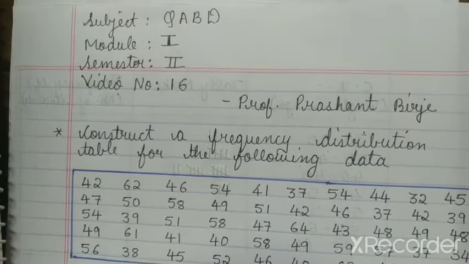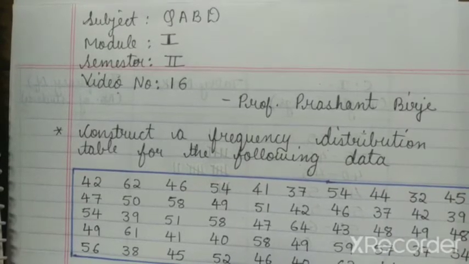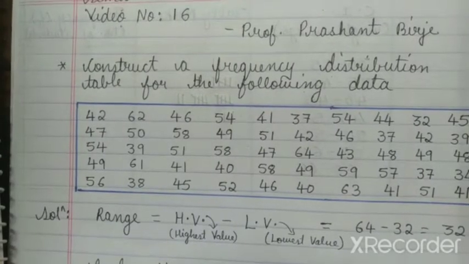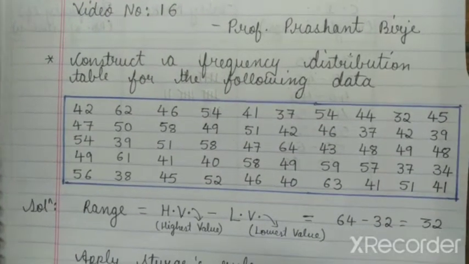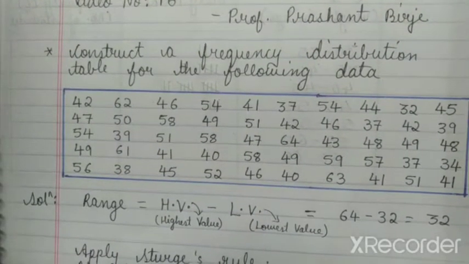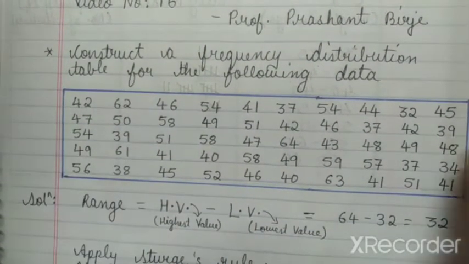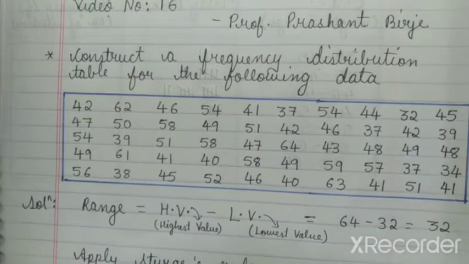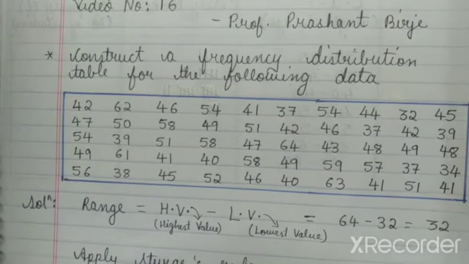So the problem goes like this. Construct a frequency distribution table for the following data. The data is given in the form of individual series, as you can see here. Total number of data, if you count all of this, is 50. So 50 numbers are given.